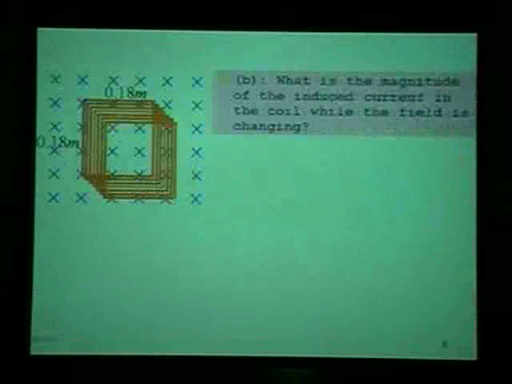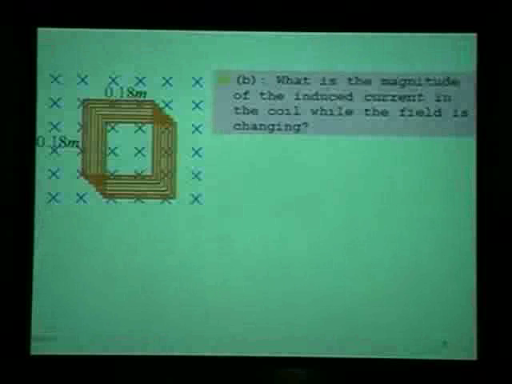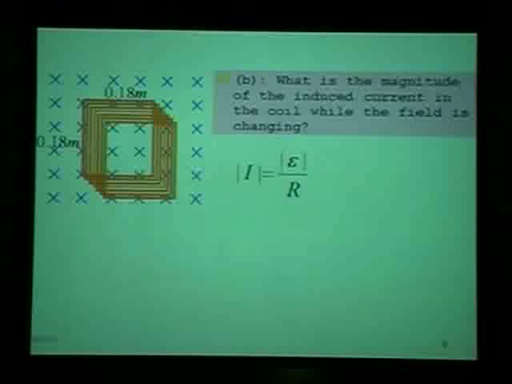Part B, what is the magnitude of the induced current in the coil while the field is changing? Well, that was the voltage induced. The current will be the voltage divided by the resistance. 4.1 volts divided by 2 ohms, rounded to 2 amps. So we will induce 2 amps of current in that coil.